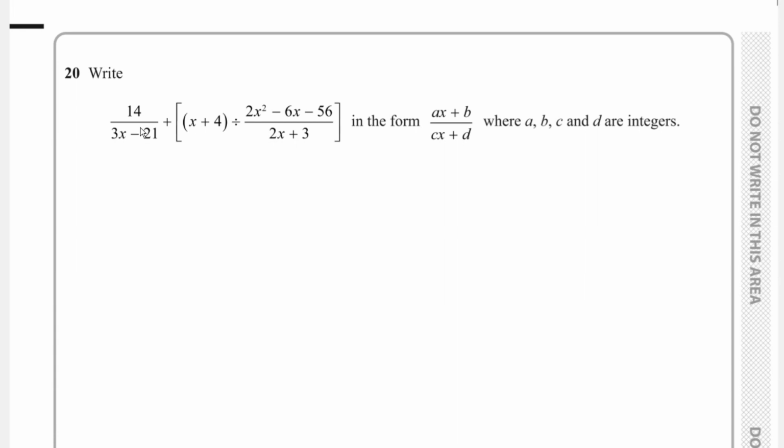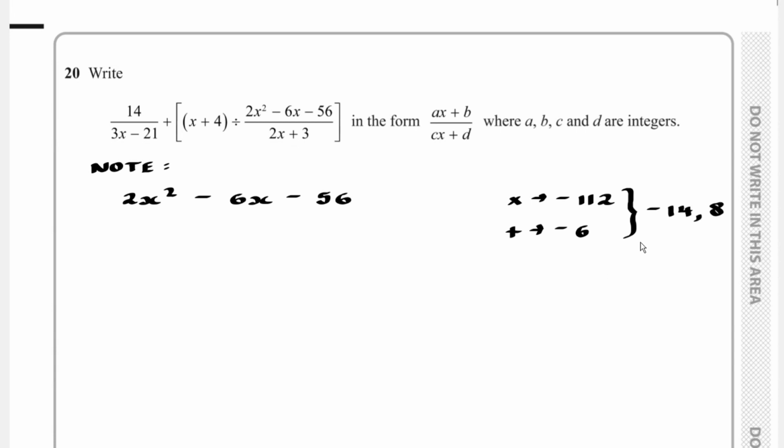Question number 20. We have to write 14 over (3x subtract 21) plus, in brackets, (x plus 4) divided by (2x squared subtract 6x subtract 56) over (2x plus 3) in the form (ax plus b) over (cx plus d), where a, b, c and d are integers. Now let's begin by dealing with this 2x squared subtract 6x subtract 56, and let's attempt to factorize this. We require two numbers which multiply to give 2 times negative 56. So we require two numbers which multiply to give negative 112 and which add to give negative 6. Those two numbers are negative 14 and 8.